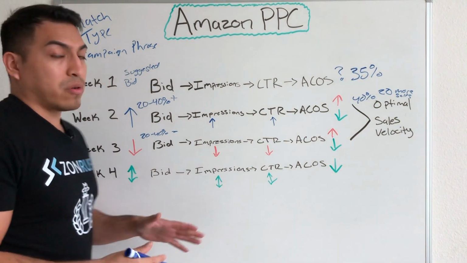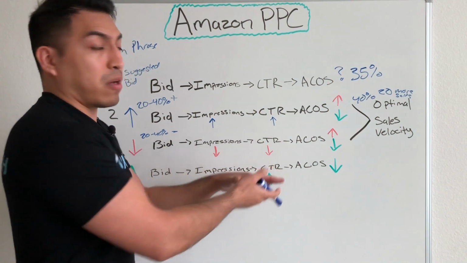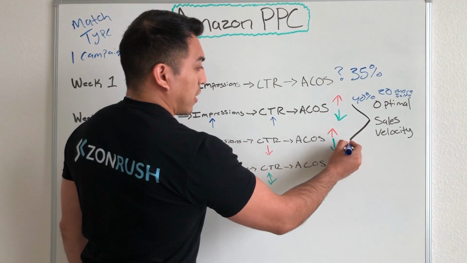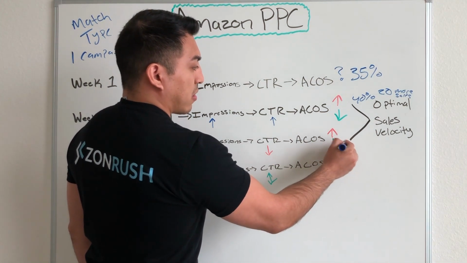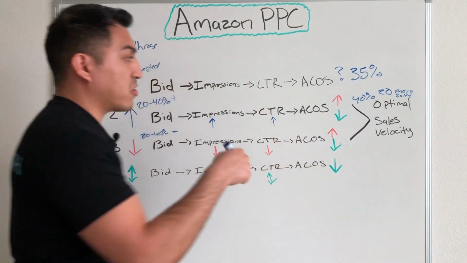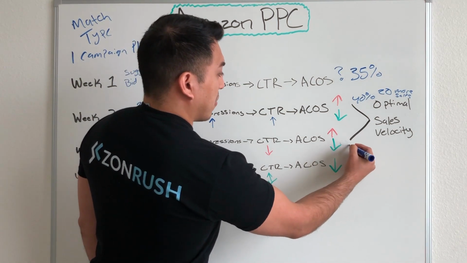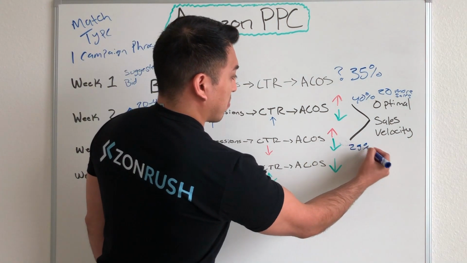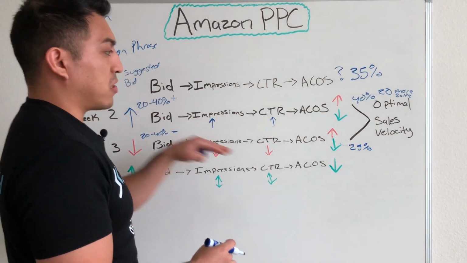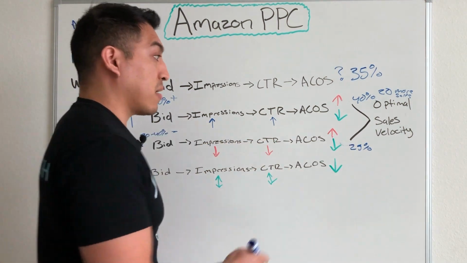And you're generally gonna see your impressions go down and your click-through rate will also go down, but you might see increased profitability, okay? You might see that your ACoS is going down. Let's say your ACoS is now 25%, okay? So you lowered the bid 20 to 40% below the suggested bid. Now your new ACoS is 25% because you're paying less per click.